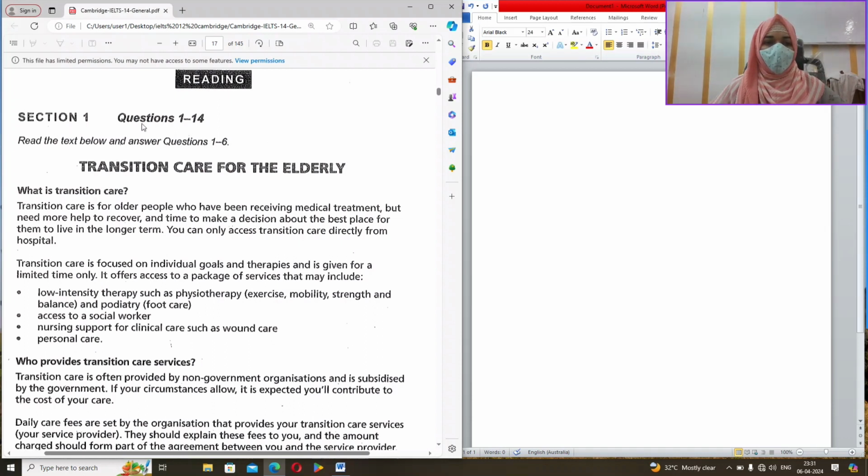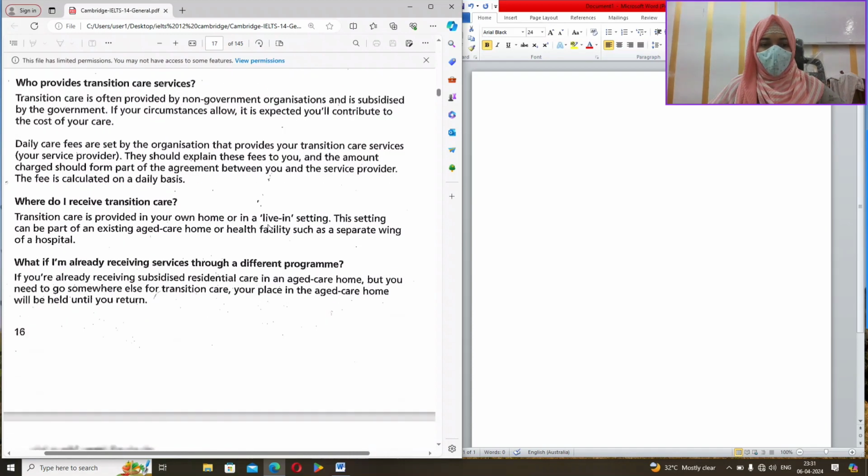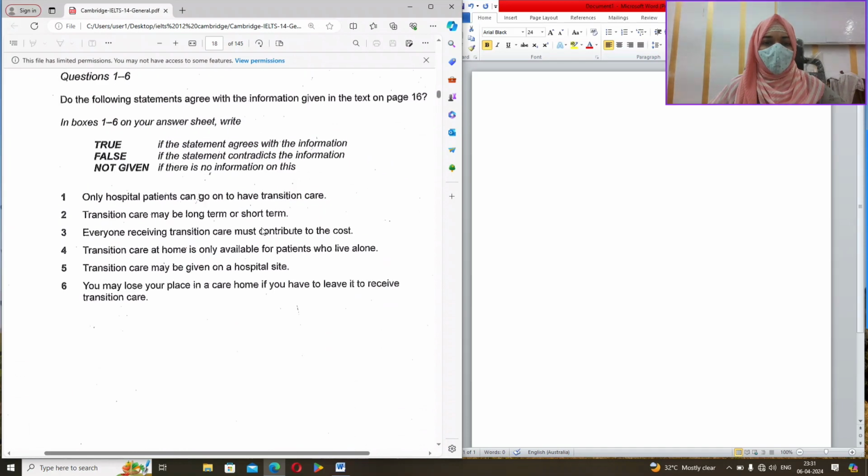See here, questions 1 to 14, but now we are doing only 1 to 6, true false not given, and this is our passage. Now let's check what the question type is. Our question type is true false not given. These are the statements. We have 6 statements. Okay, the first statement is: only hospital patients can go on to have transition care.